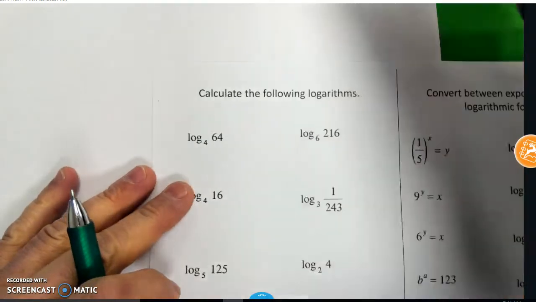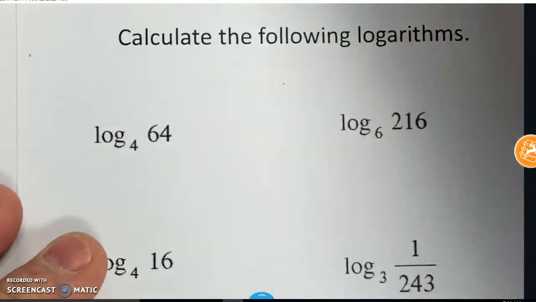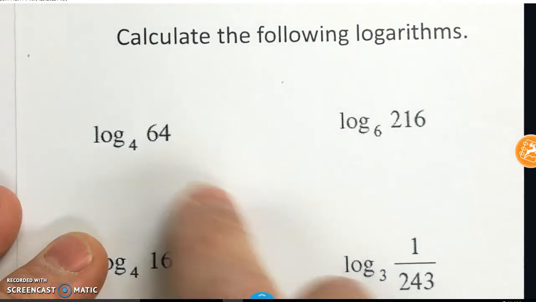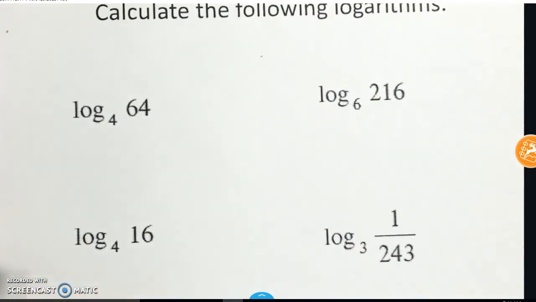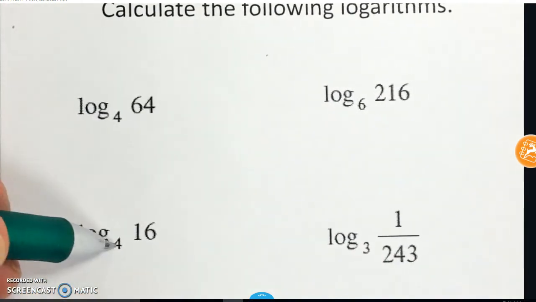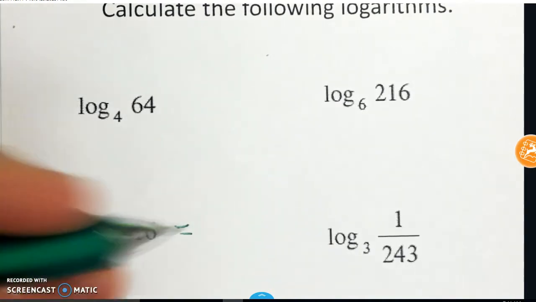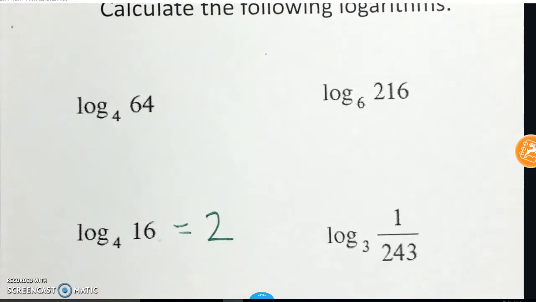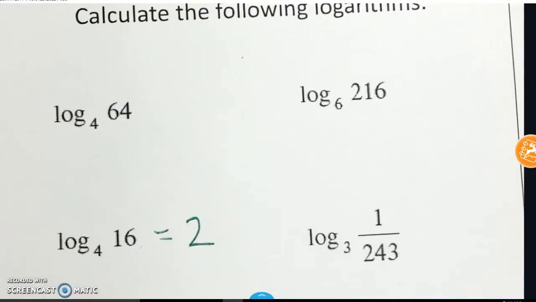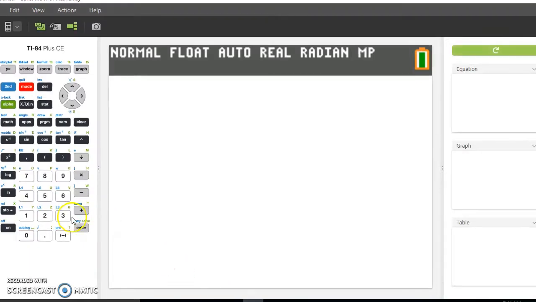If you flip the paper over, first we're going to calculate some logarithms. So a couple of these might seem kind of easy. Log base 4 of 16. How many times do we multiply 4 to get to 16? Well, we multiply 4 2 times to get to 16. Now, if you're looking at log base 4 to get to 64, that might be a little bit more difficult. So you might be able to get the answer just in your head.